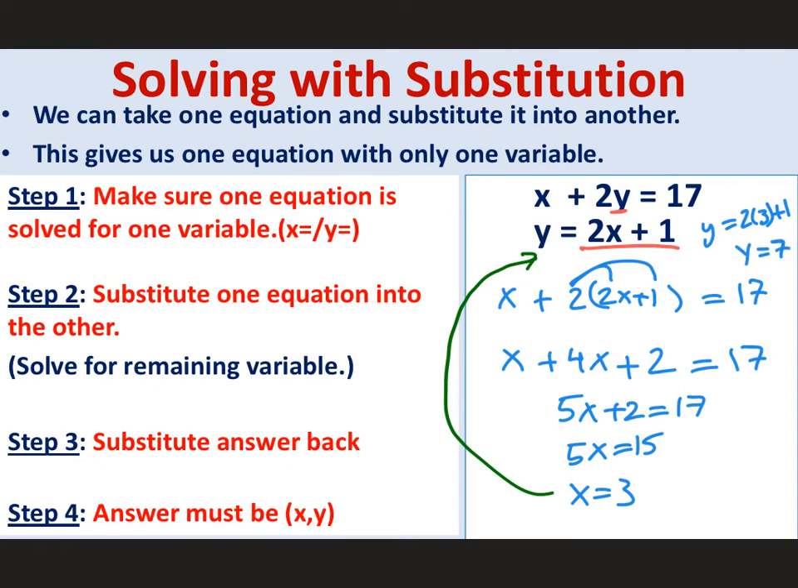Now I'm not done with the problem. I have not written my answer yet. I've got to make sure I write that down. The x value was 3, the y value was 7. I write it as an ordered pair inside some parentheses and box my answer. So substitution, we take one equation, we put it into the other, get one of the variables, and then we plug it back into one of the equations to get the other variable.